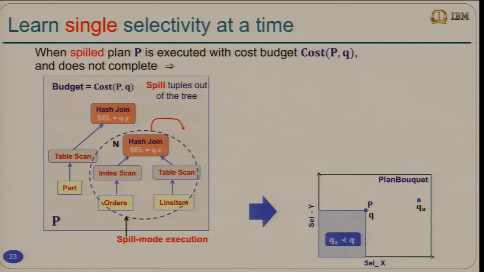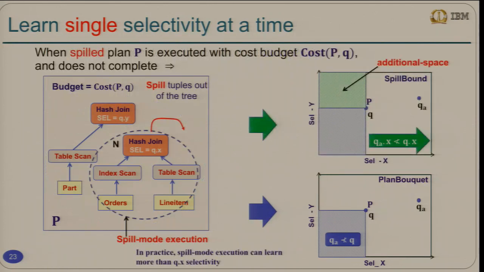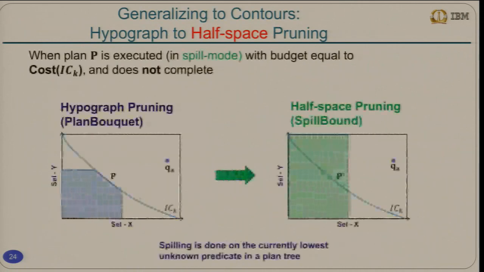So I'll just show you by picture. What it gives us is the following. The PlanBouquet, when it ran this particular plan P at this particular location, and it does not terminate, all it can conclude is that the query location does not lie in this region. Okay. But what spilling allows us to do, without going into details, is rule out this entire region. And this is a big benefit. I'll tell you why.